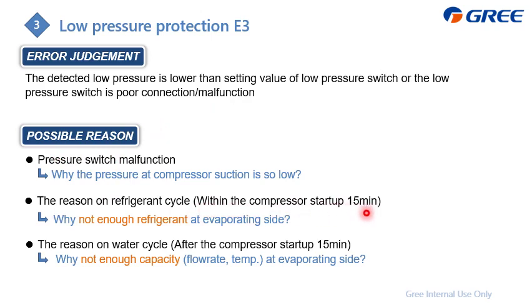if E3 occurs, we need to focus on the refrigerant cycle to check why there is not enough refrigerant at the evaporating side. And after 15 minutes, we need to focus on the water cycle to check why there's not enough capacity. Is the water flow rate not enough, or is it the water temperature, or the outdoor ambient temperature at the evaporating side?